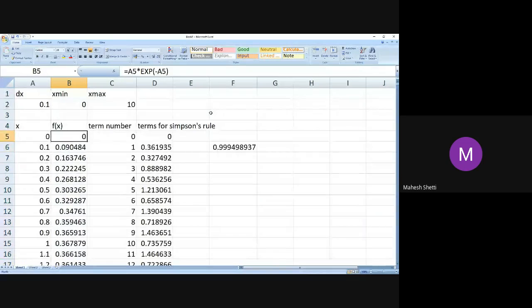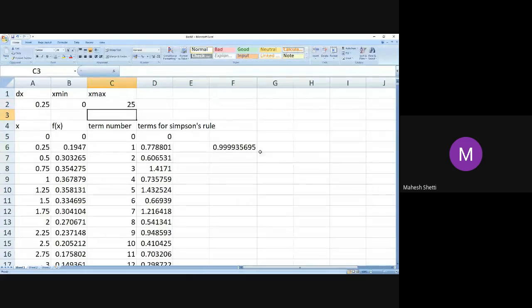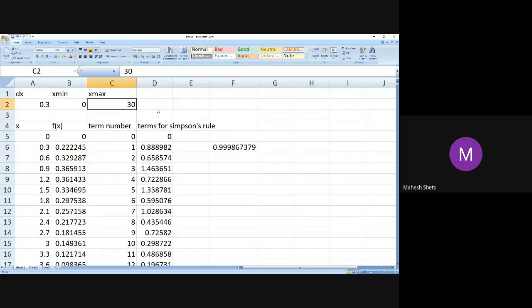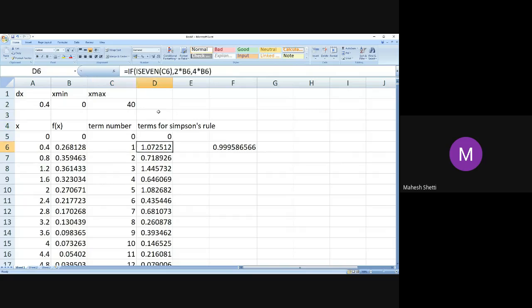You see here the answer in this case is 0.9994989. Now most probably this answer is because you are restricted to 10. Suppose I go to 25. Okay, you get the fourth decimal place 9. You go to 30. Okay, 30 actually has reduced the error. So it has reduced that number. So you go to 40. Okay, and you observe this.